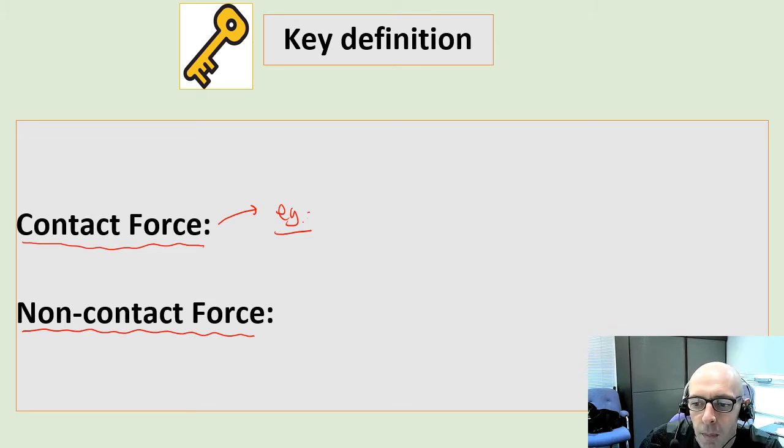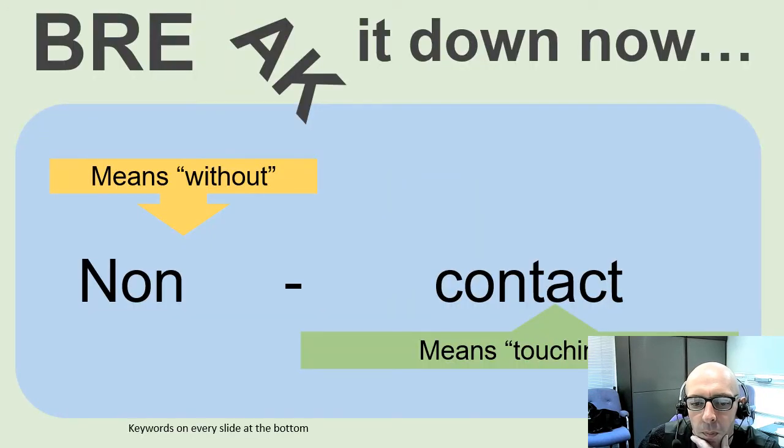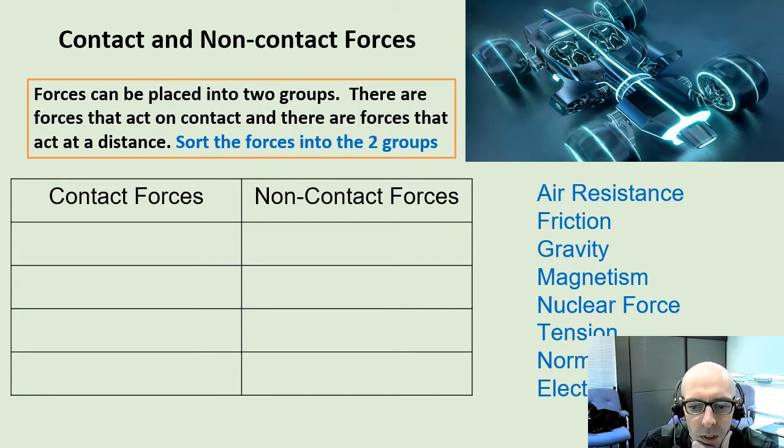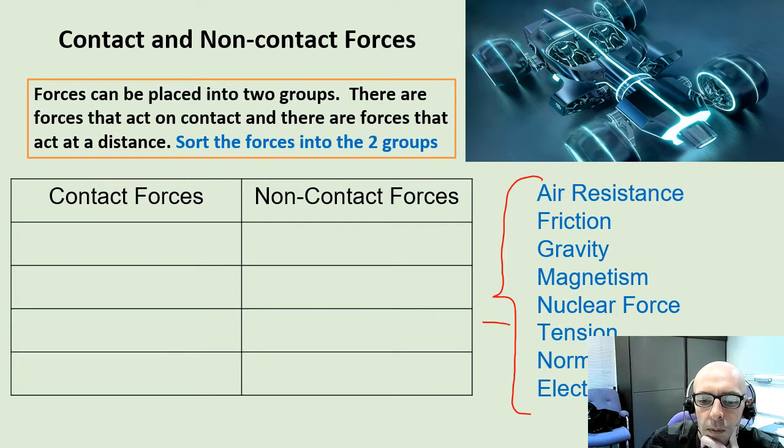Okay, so when you've done that, pause for a minute, write out your definitions for those, and then we're ready to move on. That's just defining non-contact as without contact, but we've done that. So from this list over here, stick them into the table. So try and put them into the two groups. So pause, I'll pause while you do that, and then we'll go through them quickly.